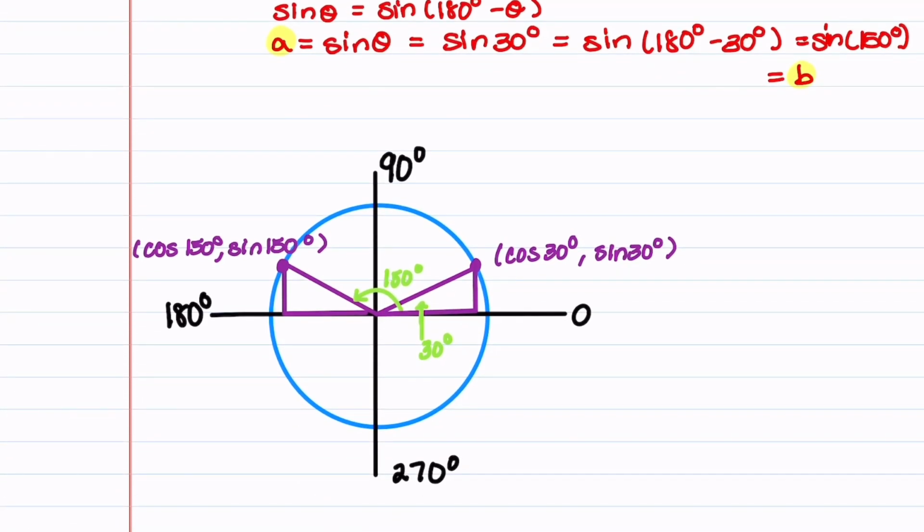Our unit circle graph shows us that the sine of these supplementary angles are equal to each other. Our supplementary angles are 30 degrees and 150 degrees. And we can see that the sine of 30 degrees given by this distance is equal to the sine of 150 degrees given by this distance.